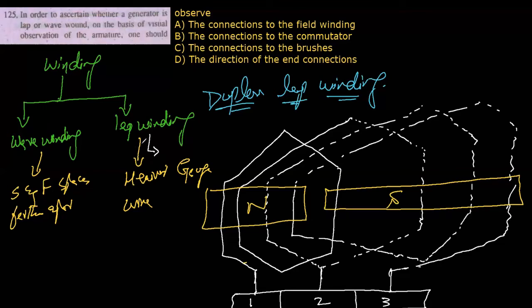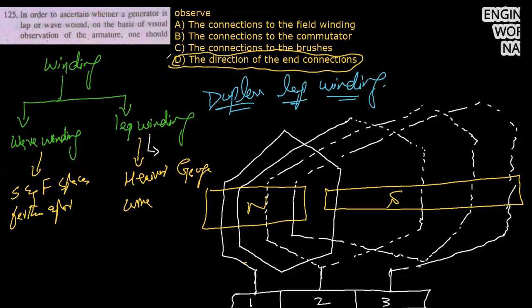So the correct option is the direction of the end connection. Option D is the correct answer. So through visual observation of the armature, you can observe the direction of the end connection. If that is farther apart, then that is your wave winding. If that is not farther apart, that is connected to an adjacent segment on the commutator, then that is your lap winding.